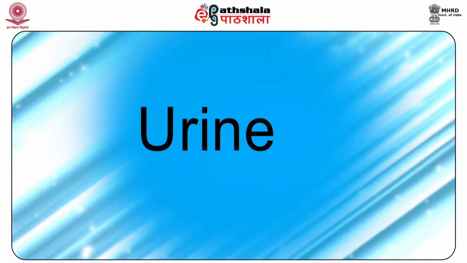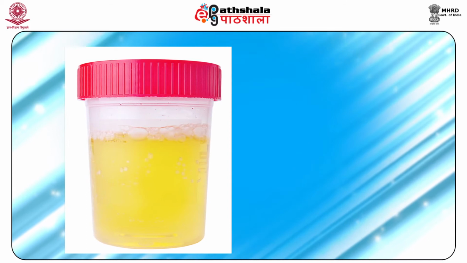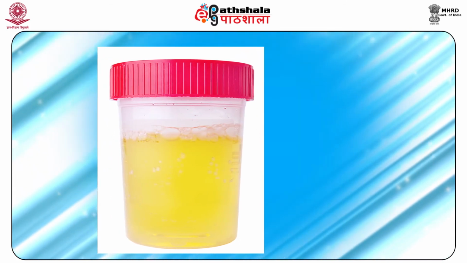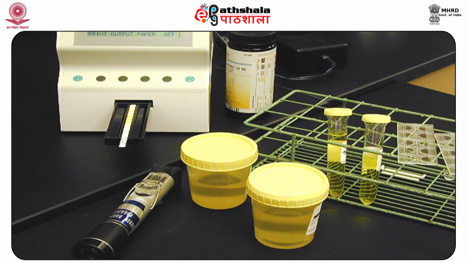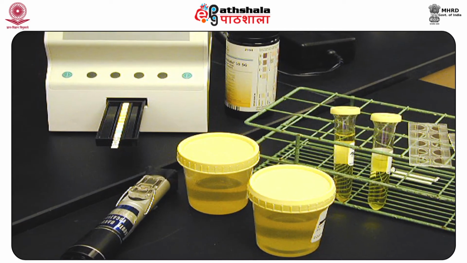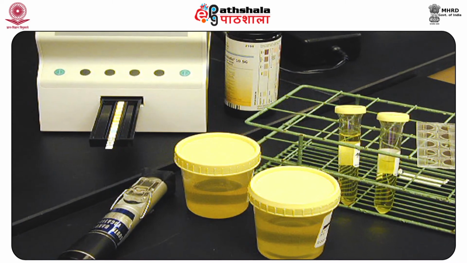Next is urine. It is a transparent yellowish liquid which is excreted by the urethra. Urine is present on the clothes during assault and hanging cases. It is also helpful in solving the case.